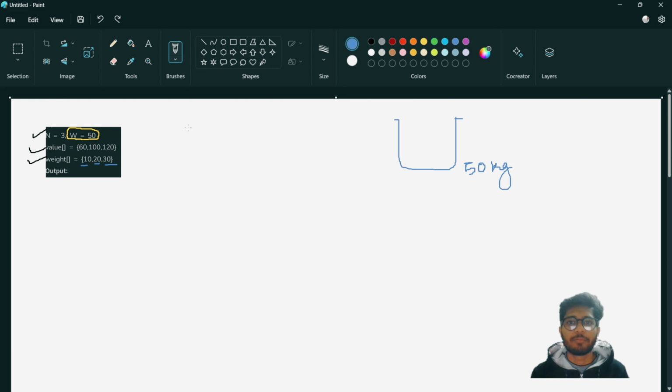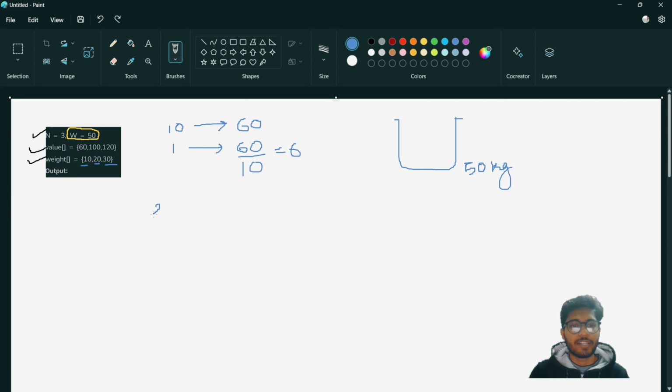So how will we calculate the maximum profit for each of the given items? If we consider the first product, the weight of the first product is 10 and the value is 60. So for 1 kg the price will be 60 by 10, so we can say the price of 1 kg of the first product is 6 rupees.